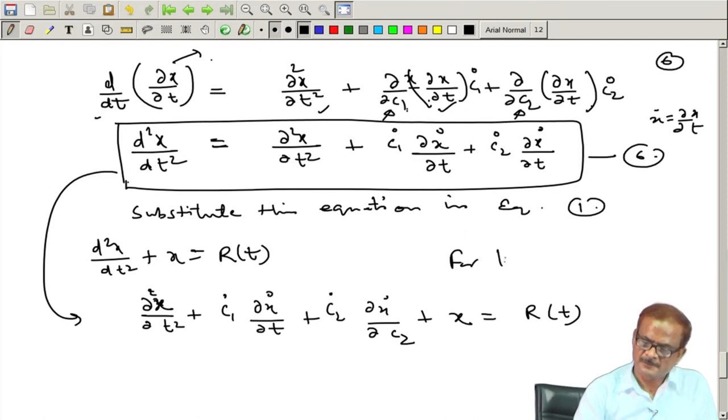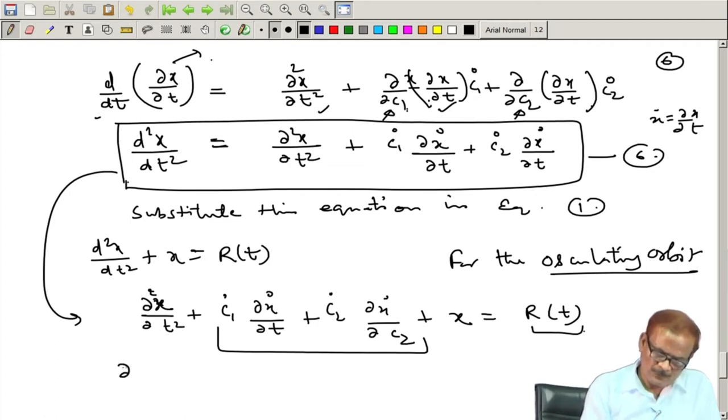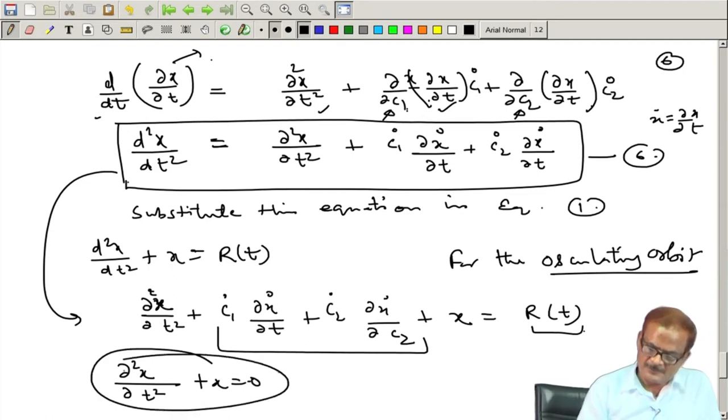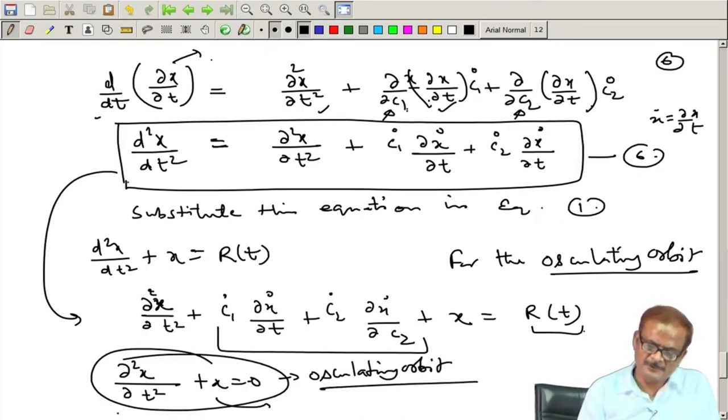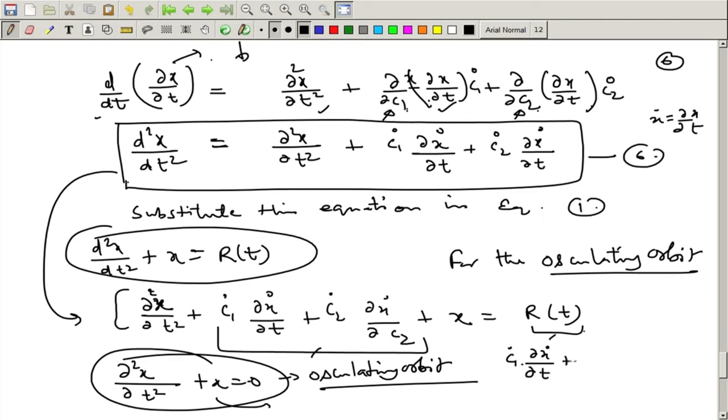So, for the oscillating orbit, we must have this quantity equal to this quantity, because ultimately this should emerge as, let me write here first step, then I will explain. This is for the oscillating orbit, where the solution to this is not parameter dependent. So, we insert this by differentiating it with respect to the parameter c and insert it in this equation, and then set this quantity, write this quantity as dou x dot by dou c 2 equal to r t.